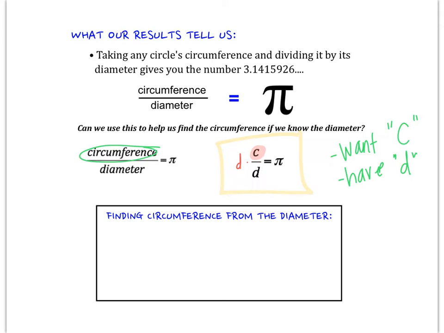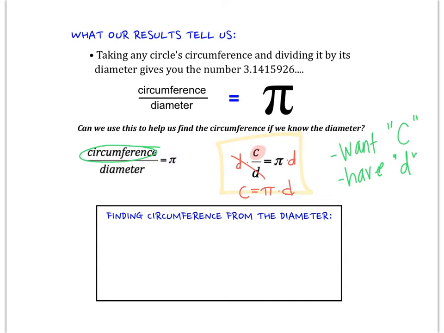But whatever I do to one side, I have to do to the other, so I would multiply pi by D as well. The D's on the left would cancel out, and that would leave me with the circumference coming from taking pi and multiplying it by its diameter. There it is. We use pi and where it comes from to help us find the distance around a circle.